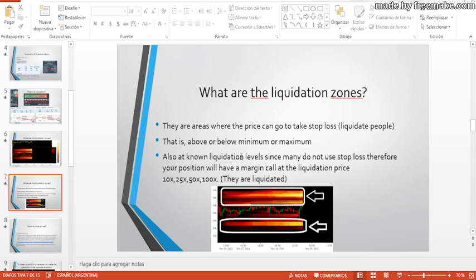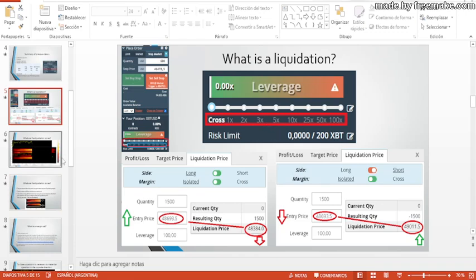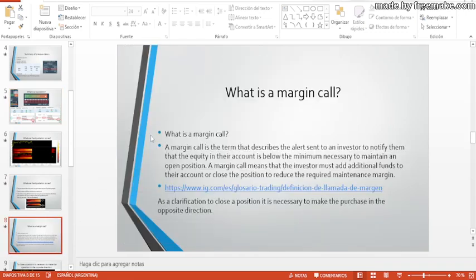Also, at no liquidation level, since many do not use stop loss, your position will have a margin call at the liquidation price. They are the known liquidation levels that the people use to not use the stop loss. So what is a margin call?